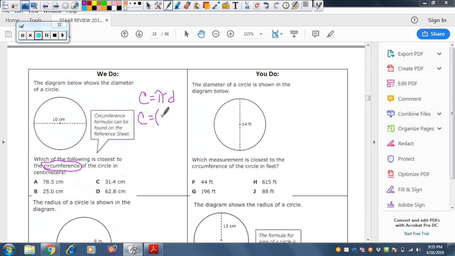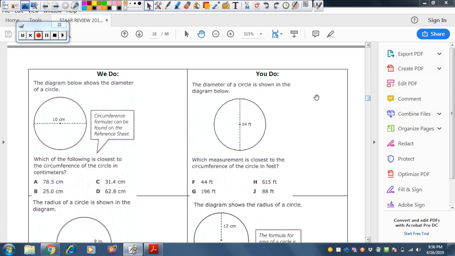What's the number for pi? 3. Or 3.14. I'm being lazy, remember. Diameter is 10. Is 10 the diameter or is 5? 10 is the diameter, 5 is the radius. So circumference is 30. Which one of these answers is closest to 30? You got it. If you did 3.14 times 10, you get 31.4. So if you use 3.14, you're perfect. If you use 3, you're close enough, you can figure it out.